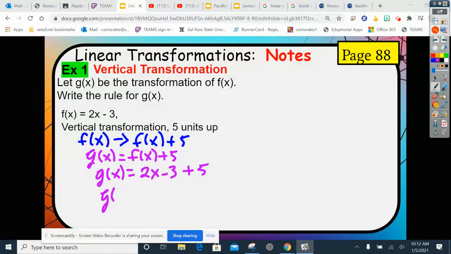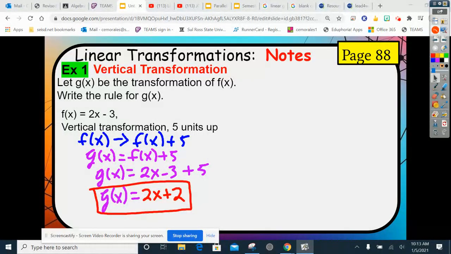Our final answer would be g of x equals, basically we collect like terms, and if we remember, this guy and that guy have the same term because they don't have a variable. So our answer will be 2x and negative 3 plus 5. We can put that in the calculator. Negative 3 plus 5 would be a positive 2. And ladies and gentlemen, this is our final answer.